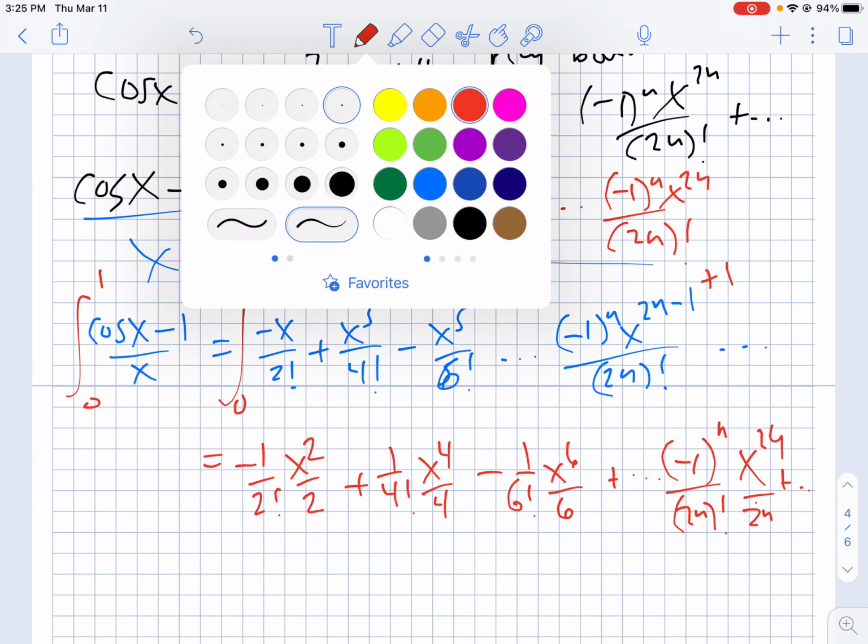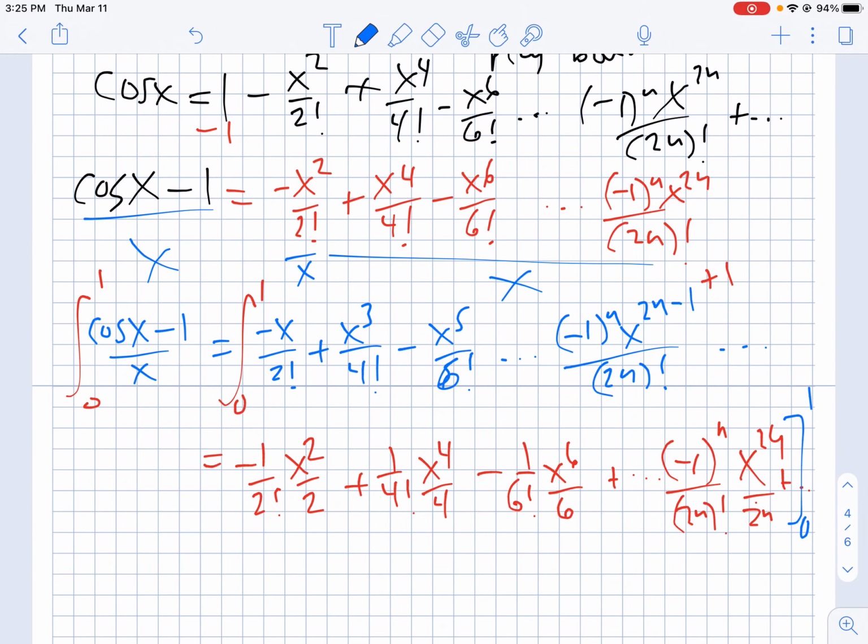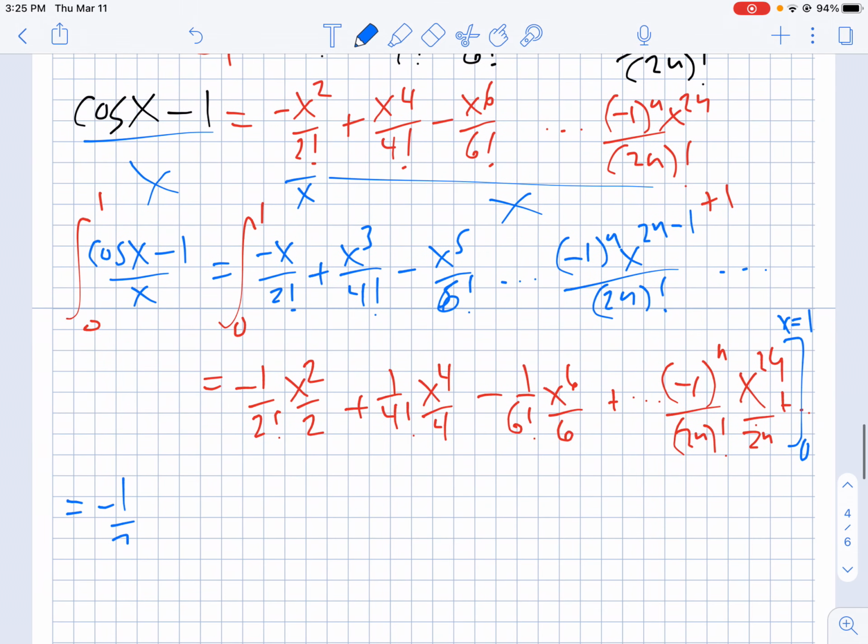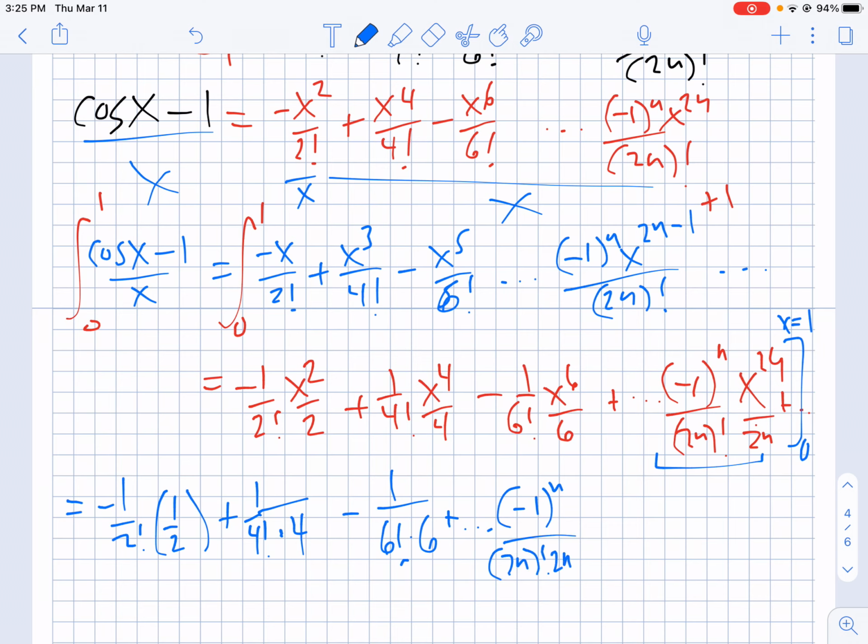And now I'm going to plug in my bounds. So I'm plugging in x equals 1 first. When I plug that in, I'll get negative 1 over 2 factorial times 1/2. And then plus 1 over 4 factorial times 4, since plugging in 1 is easy. And then the next one will be minus 1 over 6 factorial times 6. And then my general term, when I plug in x equals 1, I'm going to get negative 1 to the n times 1 over 2n factorial times 2n. So again, I'm just plugging in x equals 1 into this term.